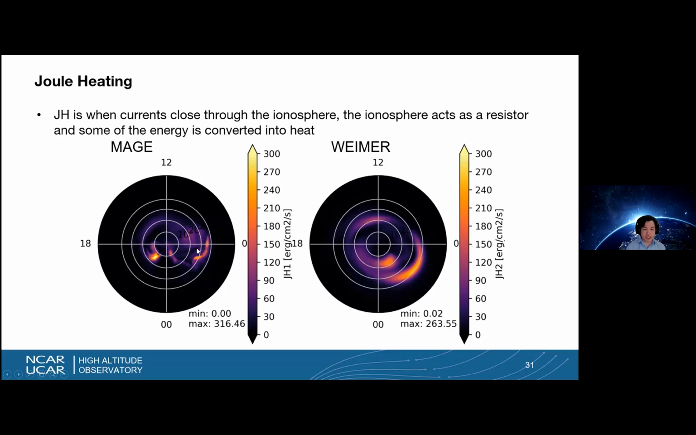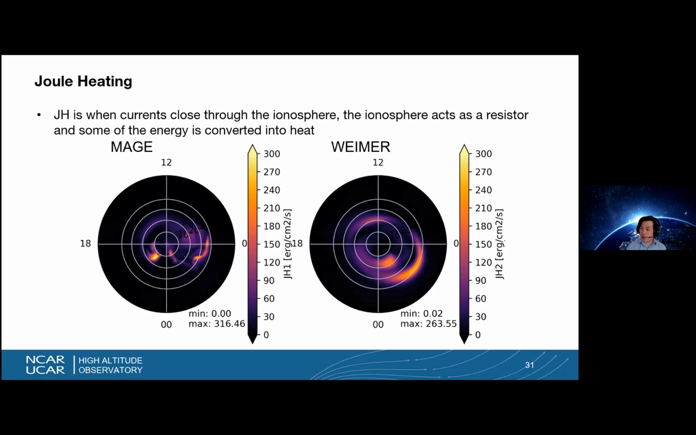So this is Joule heating here. This is the heating that's going into the ionosphere. And you can see that we have a lot of structure here. Weimar is an empirical model, so everything is smooth and averaged and kind of diffused out. So you can see it's a very large scale structure. It's very diffused, and it's quite different from what MAGE produces. So that's the main difference between these two models.